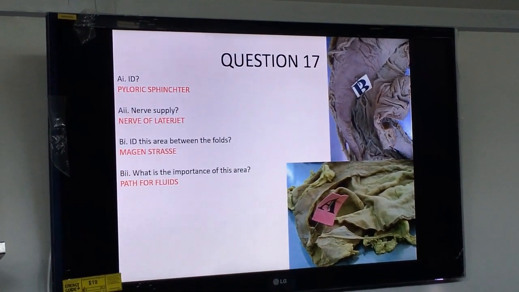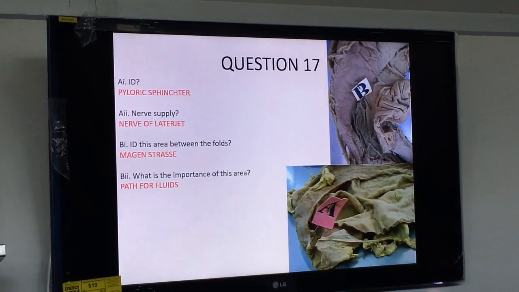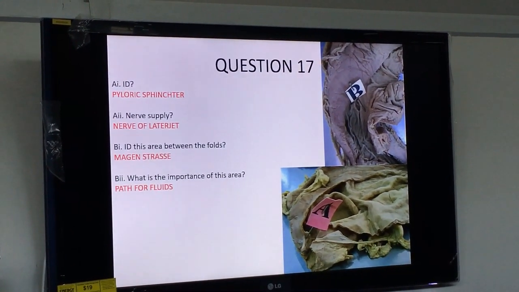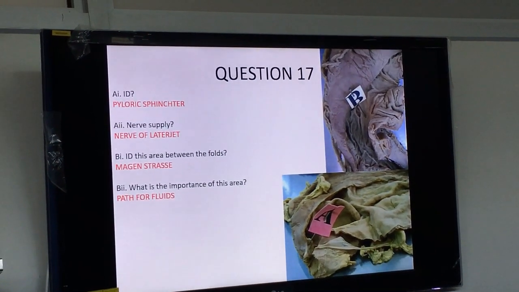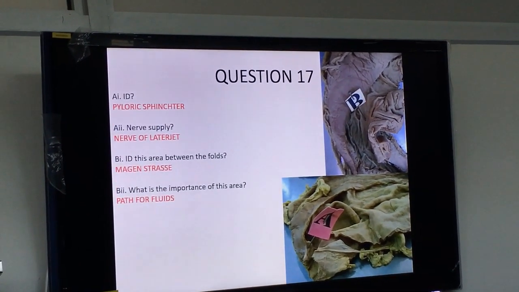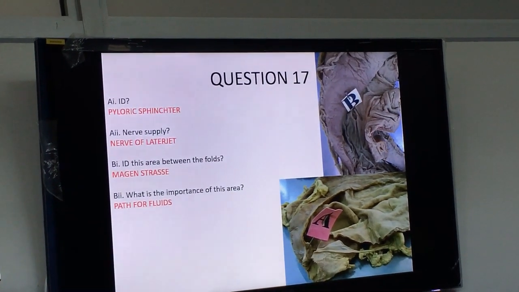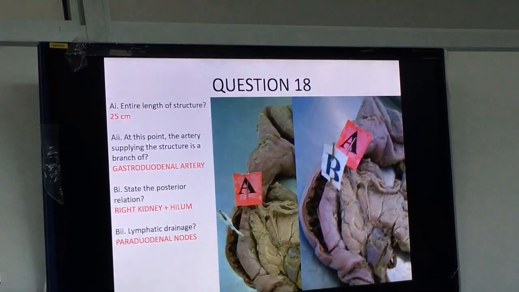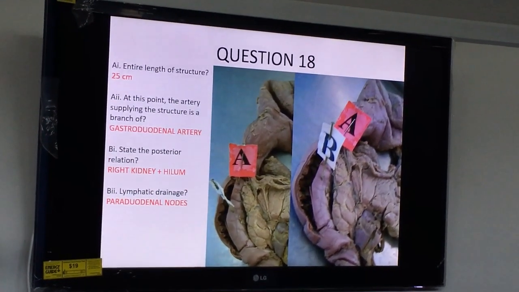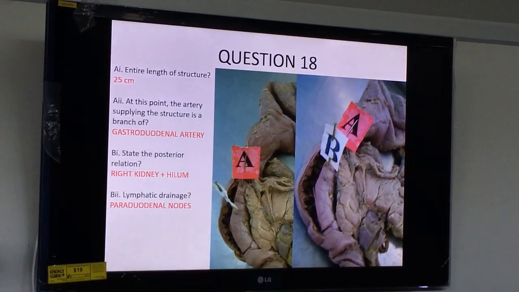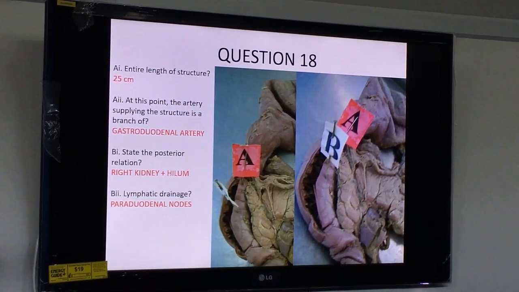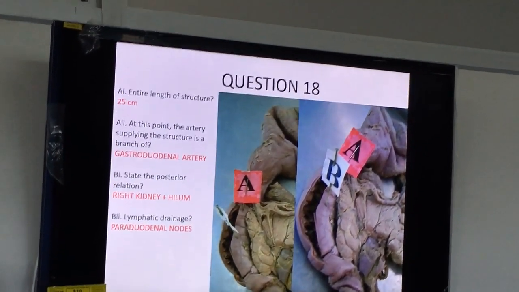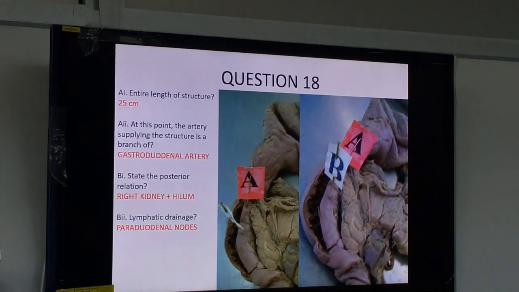Alright, come. So guys, what is the importance? B1, the structure the pin is in, I've shown you this too. Those are the gastric rugae, right? And then we said the importance is where fluids flow. Alright, so we're going over to the other side now. Good. So the entire length of structure A1, what is the entire length of it? 25 centimeters, right?